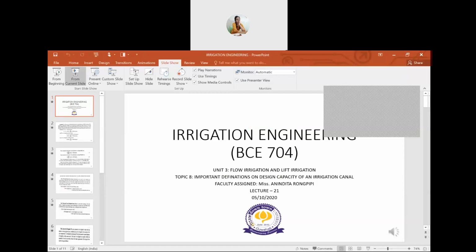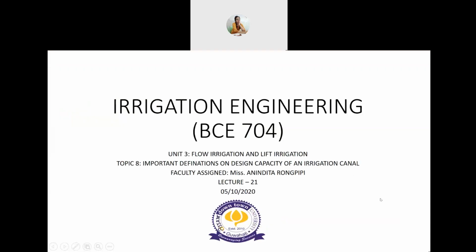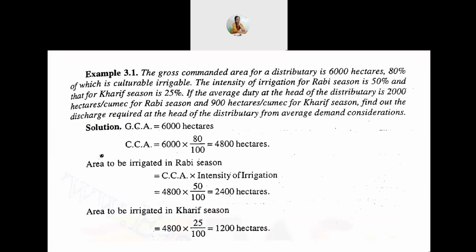Good morning, students. So, now we'll continue again with unit number 3, and this is the last topic for unit number 3, which is important definitions on design capacity of an irrigation canal. So, last class I gave an assignment. So, the question was this, and related to the question I'm giving you the answer for that question.